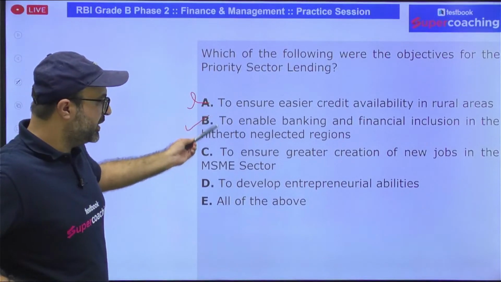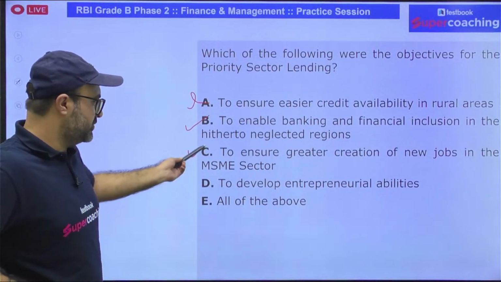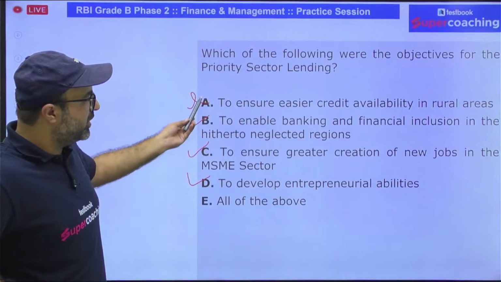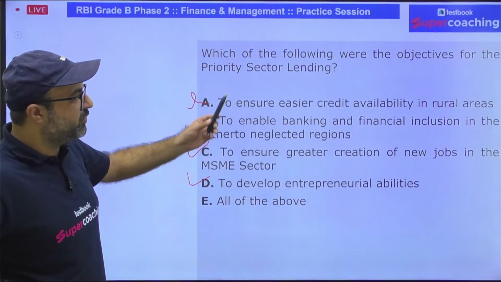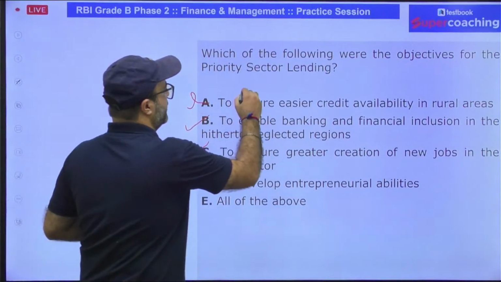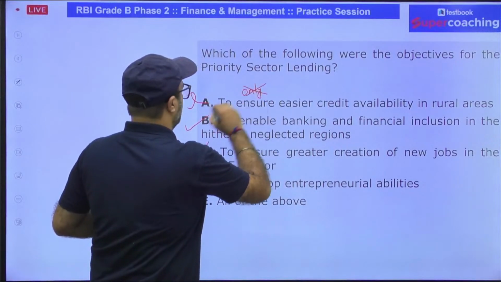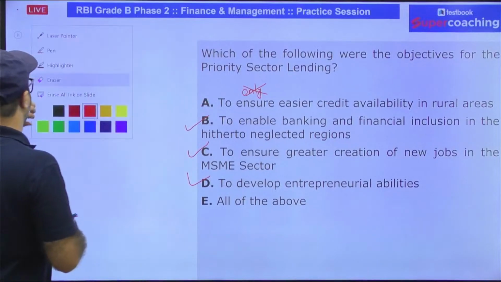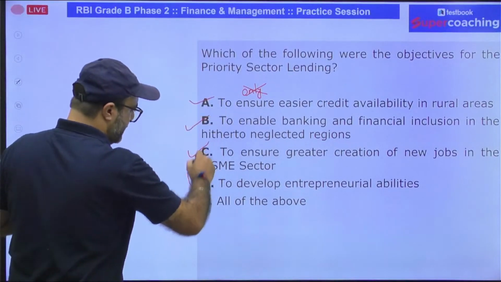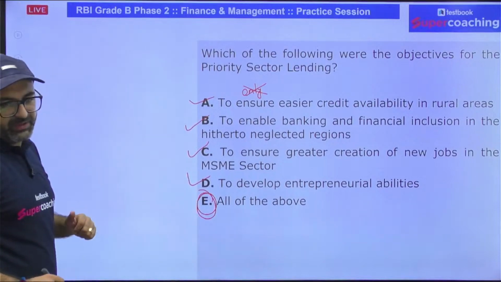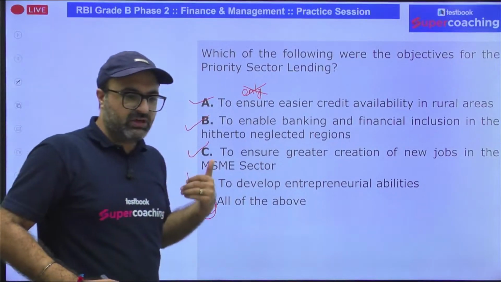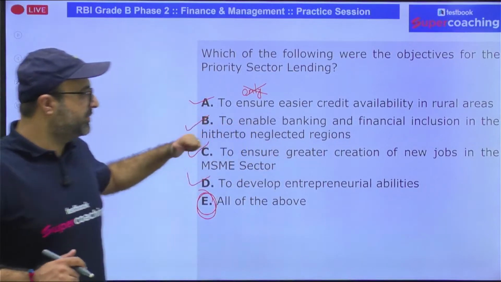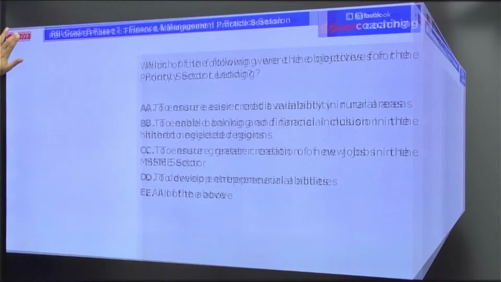That is true. To ensure greater creation of jobs. That is true. To develop entrepreneurial abilities. That is true. To ensure easier availability of credit in rural areas only. They have not written the word only, na? So if they have not written the word only, obviously this method results in easy credit availability in rural areas. So A, B, C, D, all of them are correct. If they had mentioned only, then I would have excluded the first statement, but they have not used the term only. So the answer will be all of them.